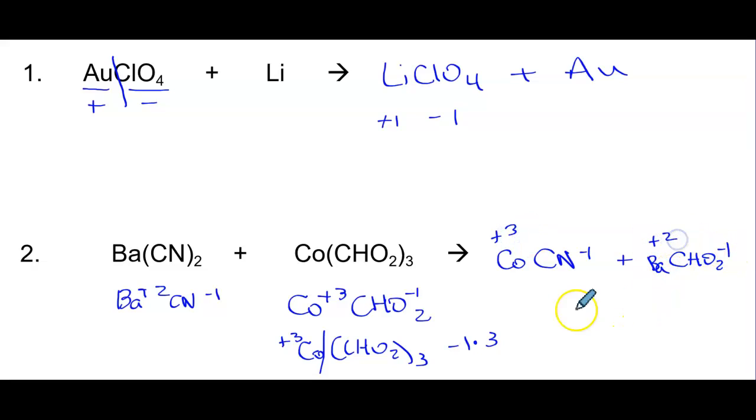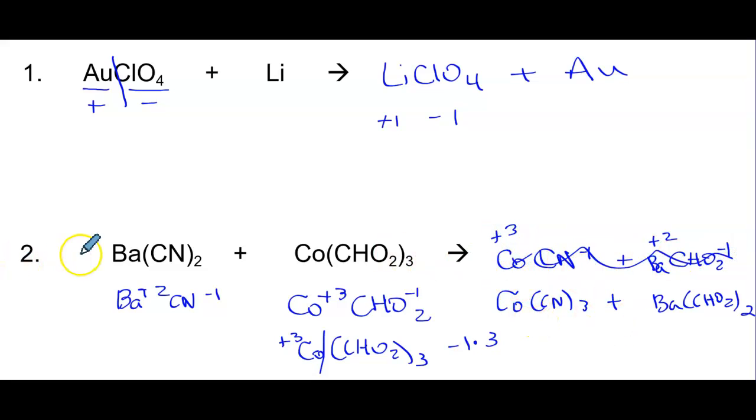We know barium is a plus 2 from the ion sheet, so we're going to crisscross reduce this. We're going to crisscross reduce this one. Bring the 2 down, bring the 1 down, bring the 3, bring the 1 down. I'm going to scratch this out, and then you're going to balance going this direction.